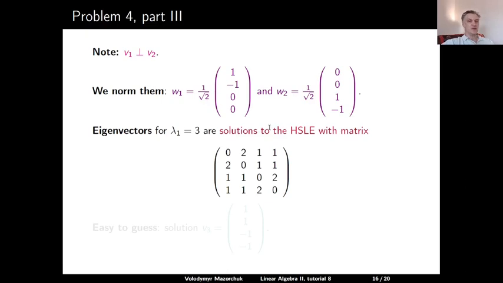The second eigenvalue is 3, so the corresponding eigenvectors are the solutions to the homogeneous system of linear equations with matrix 0, 2, 1, 1, 2, 0, 1, 1, 1, 1, 0, 2, 1, 1, 2, 0. And here it's easy to guess that the vector 1, 1, minus 1, minus 1 is a solution, because 2 minus 1 minus 1 is 0, 2 minus 1 minus 1 is 0, 1 plus 1 minus 2 is 0, 1 plus 1 minus 2 is 0. So this vector is a solution.